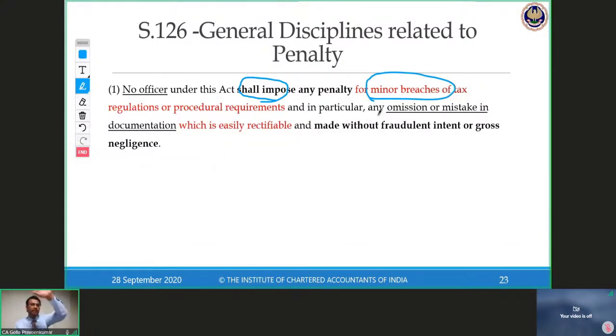No penalty for minor breach of regulations or procedural requirements, and in particular, any omission or mistake in documentation which is easily rectifiable. So they say, when I look into my procedural aspects, document, tax invoice, I say there was a false invoice issue. Instead of, like, 10 goods were supplied, by mistake I have mentioned quantity column 1.